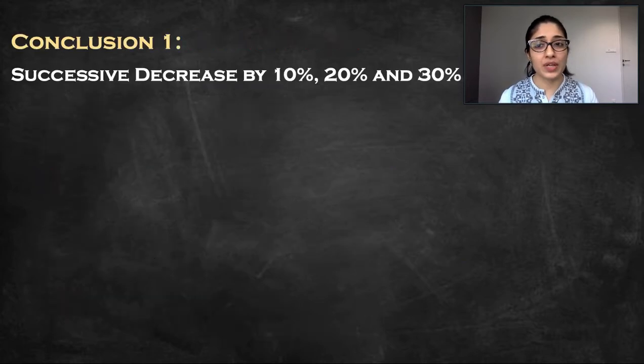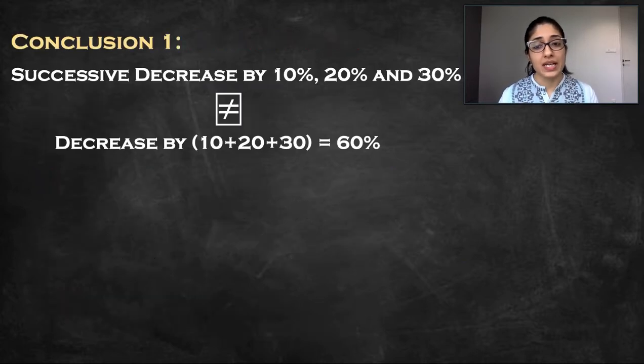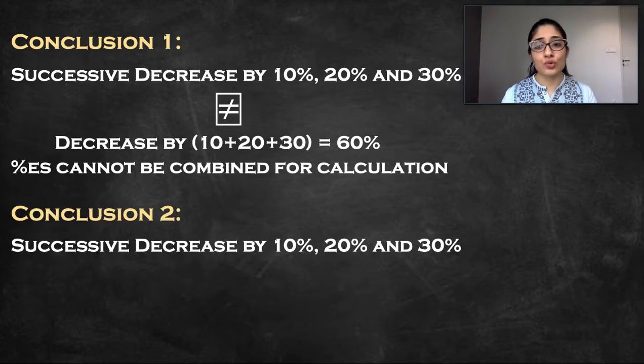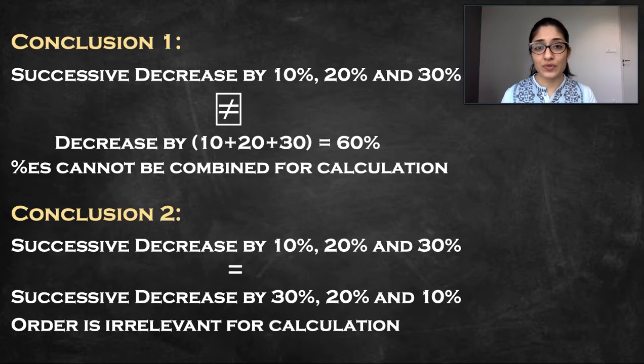Same conclusions we can draw over here as well. Even in case of decrease, I cannot combine all my percentages together for the calculation. Second conclusion, again in case of decrease, my order of percentages is irrelevant. Your end result will always be the same.